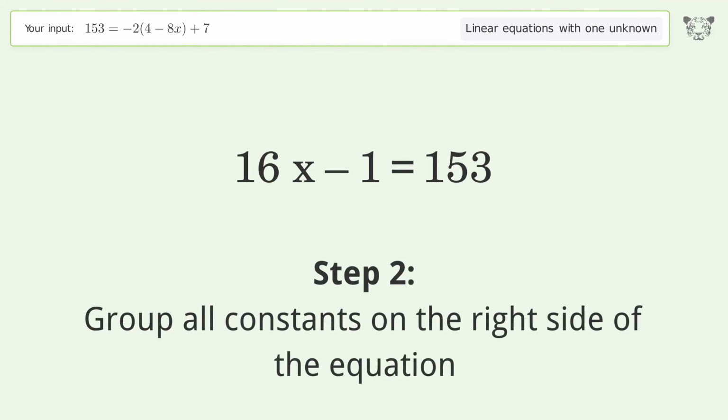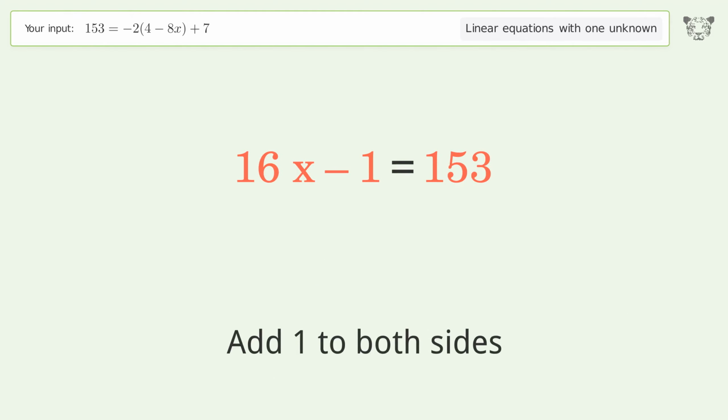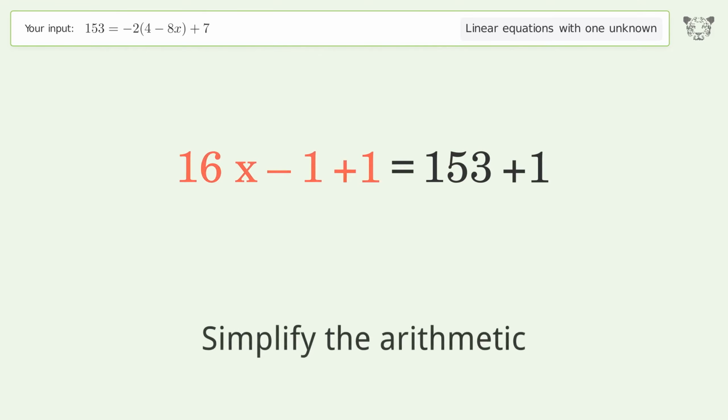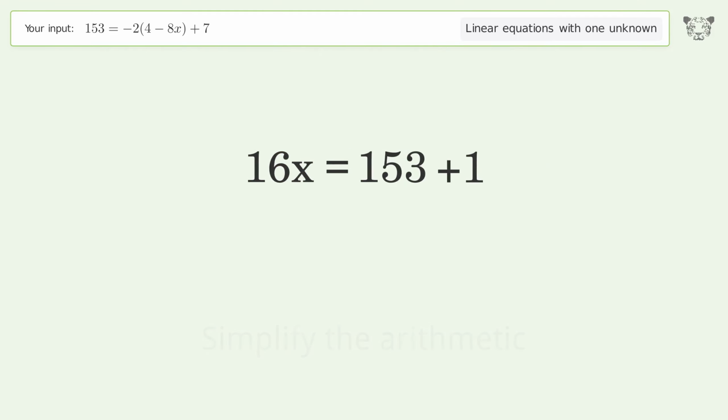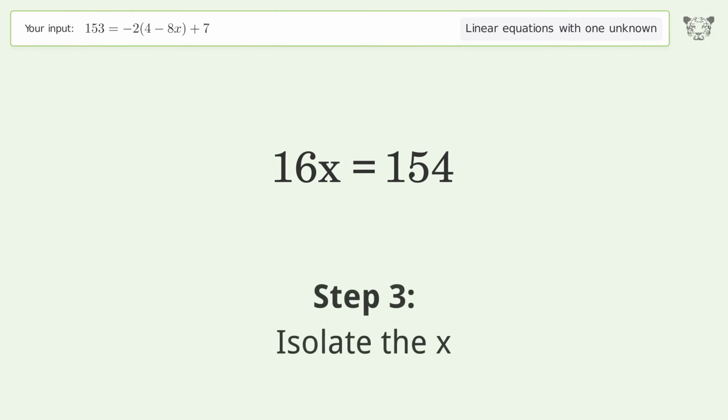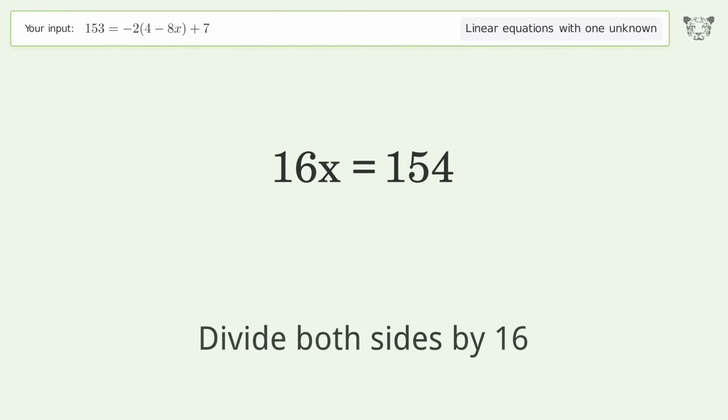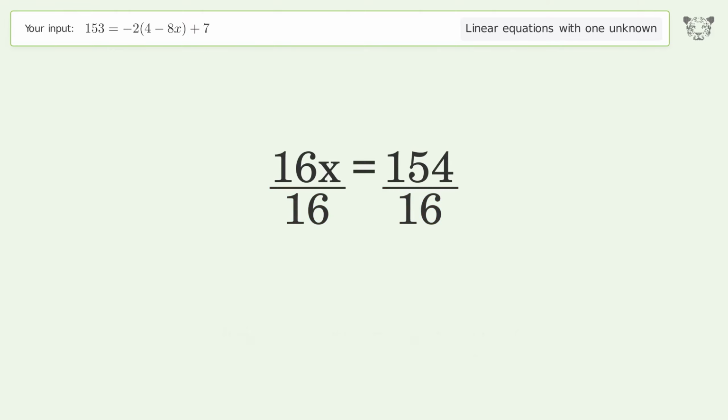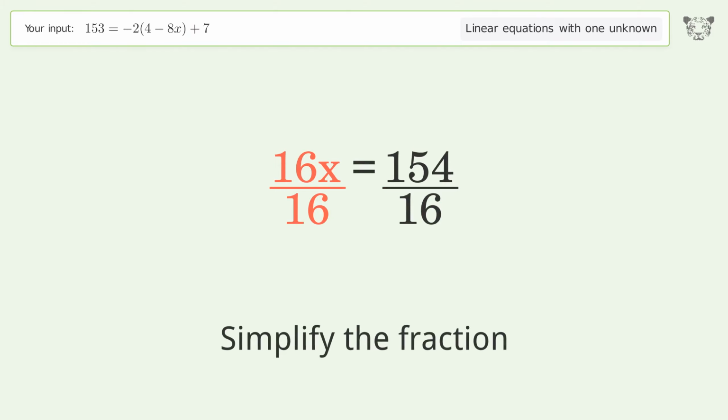Group all constants on the right side of the equation. Add 1 to both sides. Simplify the arithmetic. Isolate the x. Divide both sides by 16. Simplify the fraction.